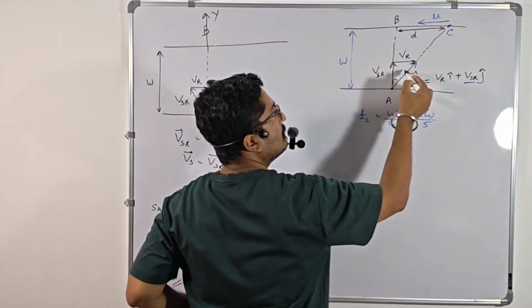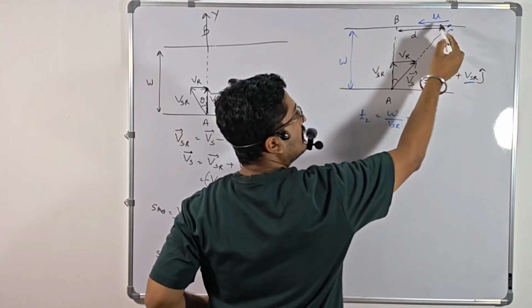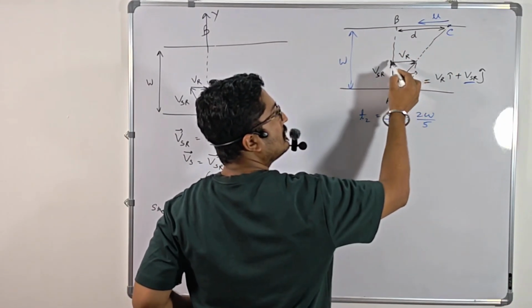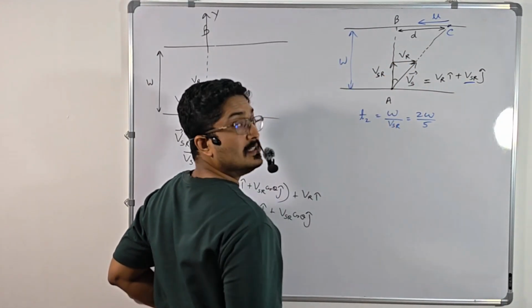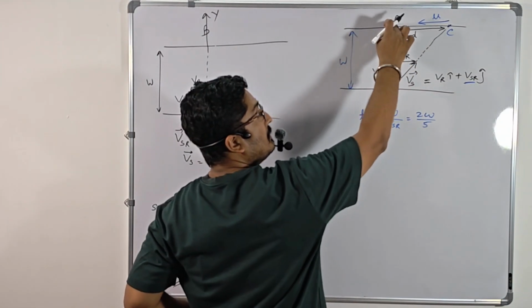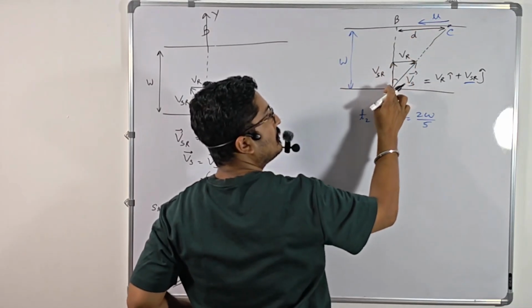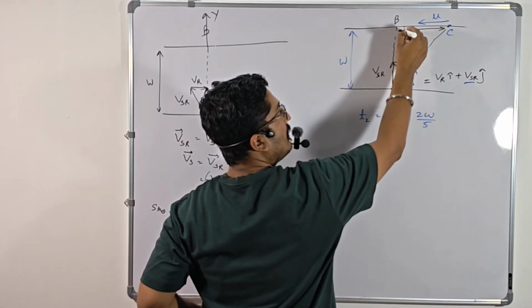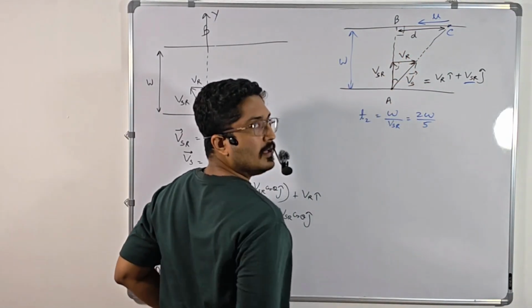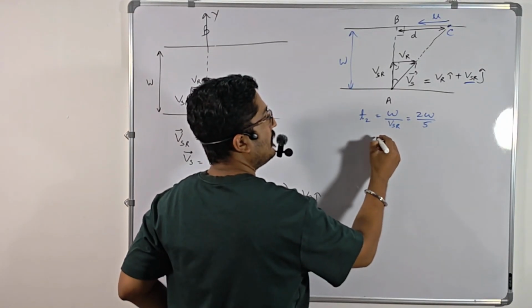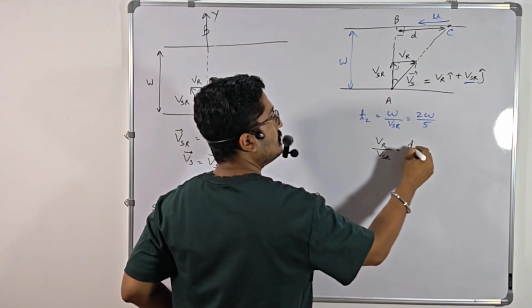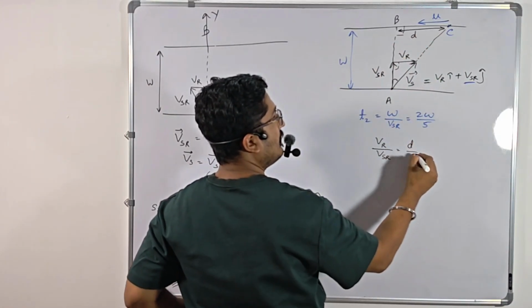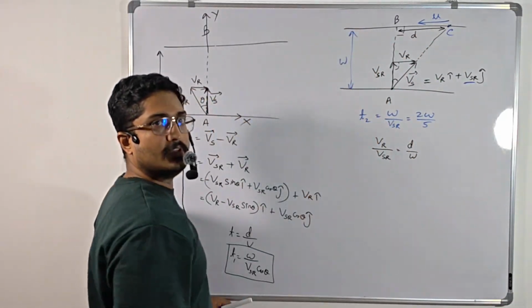Look at this triangle. The bigger triangle with the side D and the smaller triangle with the side VR. By looking at that, we can say that these triangles are similar. Both have the angle here as 90, and therefore I can say that VR divided by VSR equals D, the drift, divided by W, the width.